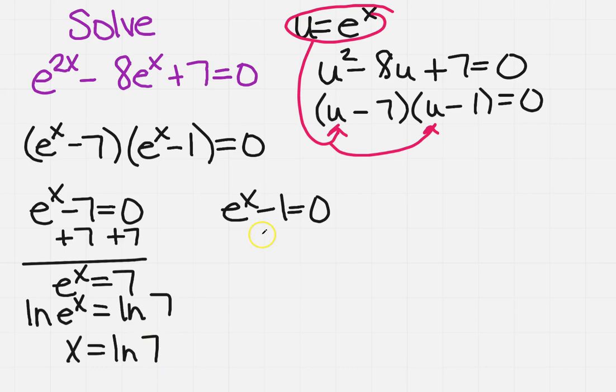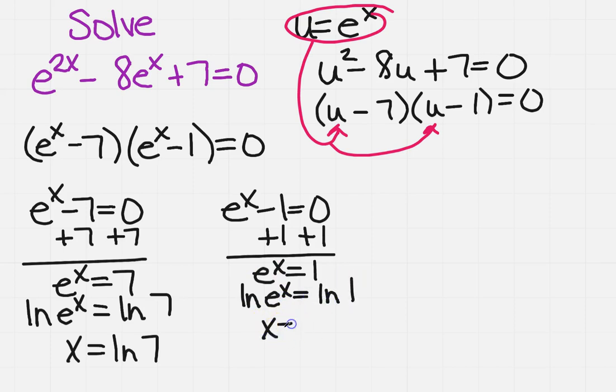And then I'm going to do it again over here. I'm going to do the same process. So I get e to the x equals 1. Again, if you don't know the opposite of e, you look it up on your calculator and you notice it's natural log. This has left me with x equals the natural log of 1.